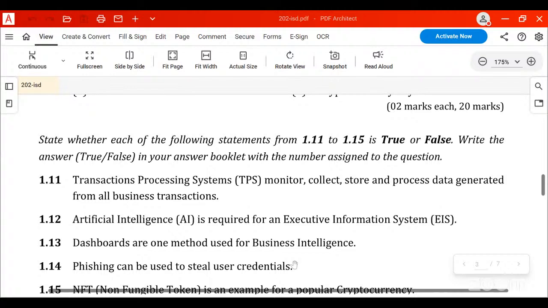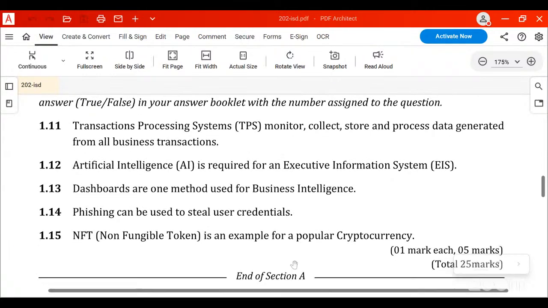Yes, AI can be used in any kind of information system, but it's not required. Dashboards are methods used in business intelligence. What is a dashboard? Dashboards display different information that viewers can understand at once. Dashboards are one method. Yes, that is true. Dashboards are used in BI systems. BI means business intelligence.